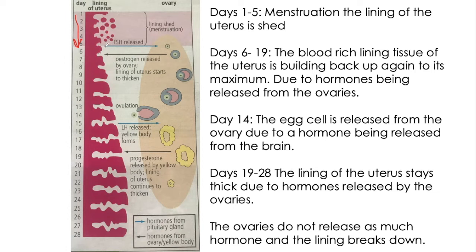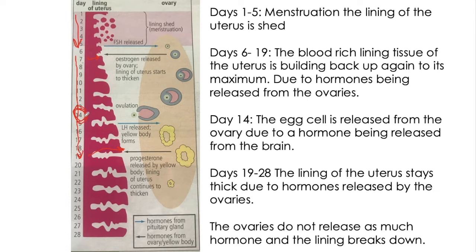Okay, after this period, hormones cause the egg to develop and mature, ready for it being released, and more hormones cause the lining of the uterus to build up and get thicker again. Okay, so from 6 to 19 days, the blood-rich lining of the uterus is getting thicker and thicker until it reaches its maximum. So it's thicker from it being very thin. But a very special thing happens on day 14.